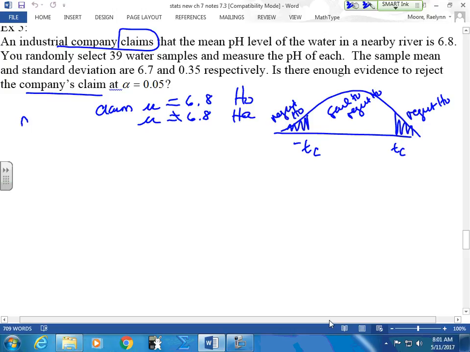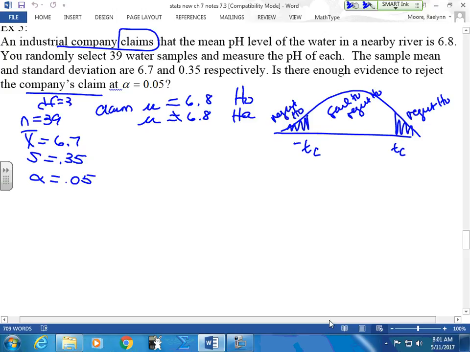You randomly select 39. Now notice, 39 is larger than 30. So they didn't have to tell us that we approximated a normal distribution. If my n is greater than or equal to 30, they don't tell us that. So my sample mean is 6.7, and my sample standard deviation, 0.35. My level of significance, 0.05. What's your degrees of freedom?